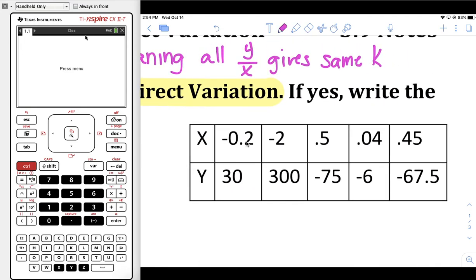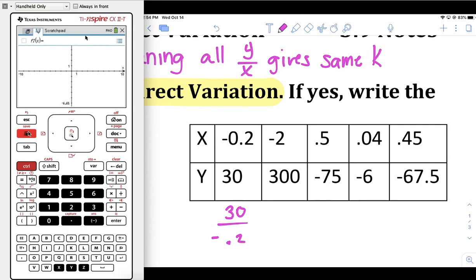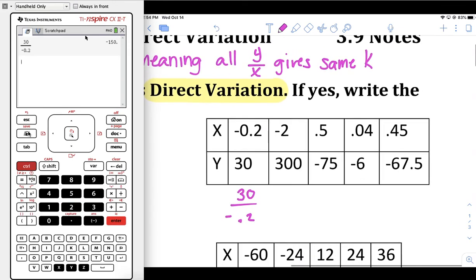Okay, we're going to divide all of our y by x. So if I do 30 divided by negative 0.2, let's type that in our calculator and see what we get. I end up getting a negative 150, so I'm going to write that down here. If we get negative 150 for every single point here, then that means that we have direct variation. So let's check the next one.